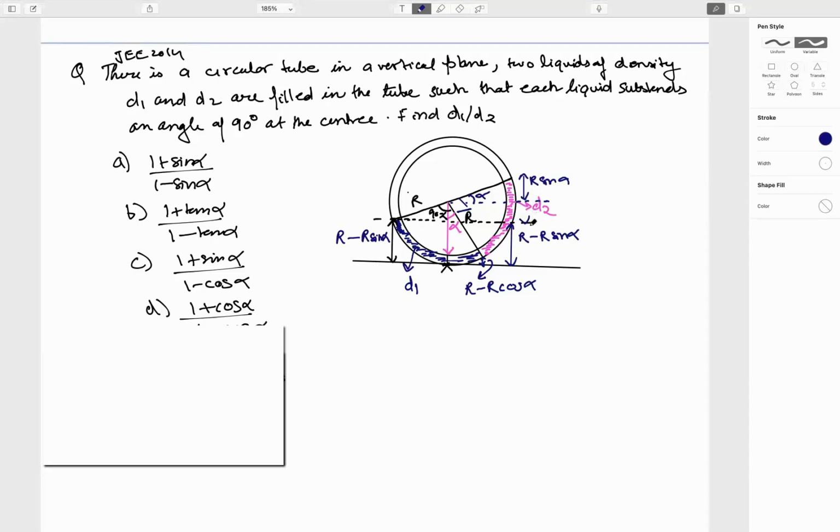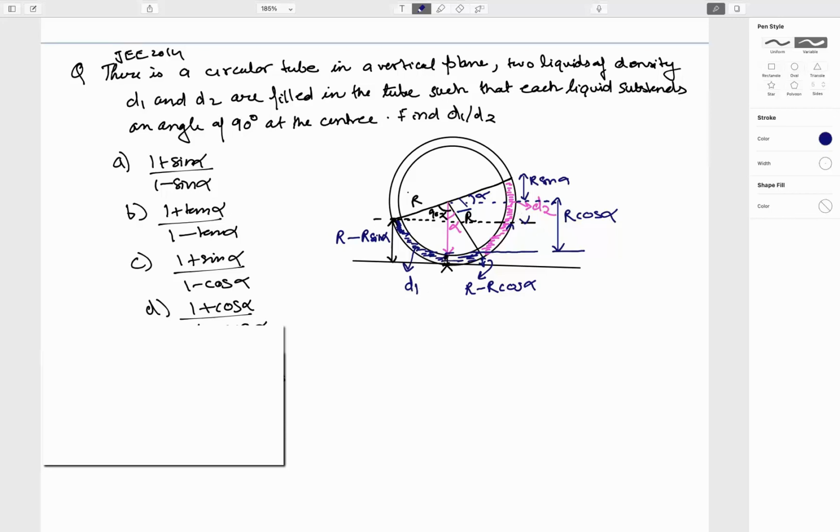That is R sin alpha plus what about this remaining distance? The remaining distance is from here to here, where this fluid is present. So this distance is R cos alpha. So in this height the fluid is D2.